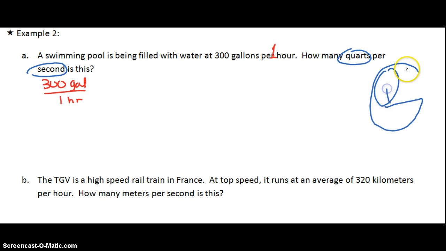There are 4 quarts. Excuse me, that's also my alarm. I have to get ready for school now.